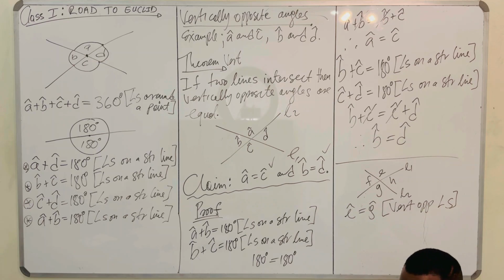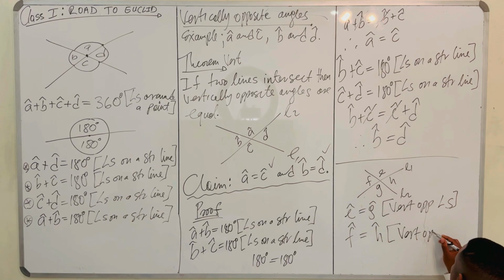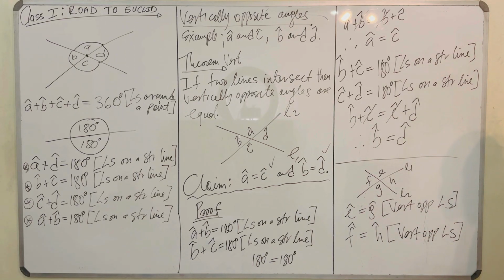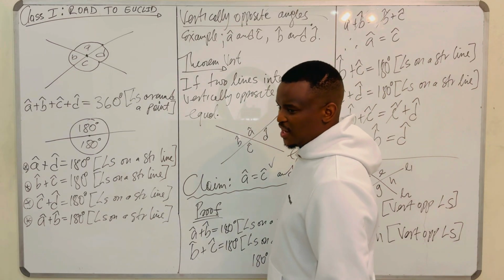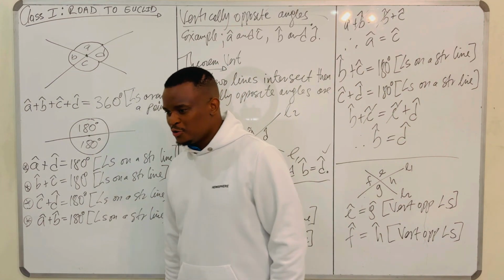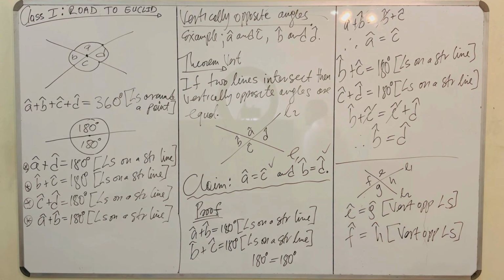Which other angles are equal, Siwa? It's angle F and angle H. Why? These are vertically opposite angles. That's all I needed you to take away from this. Are we happy? Yes. Are you sure? Yes. Any questions for me? No questions. Okay.